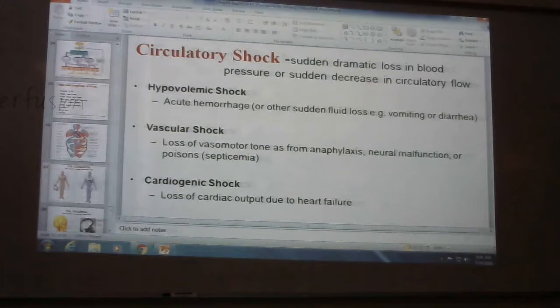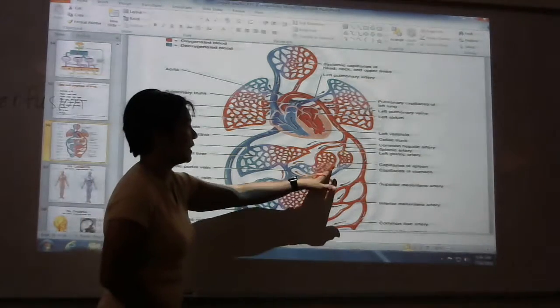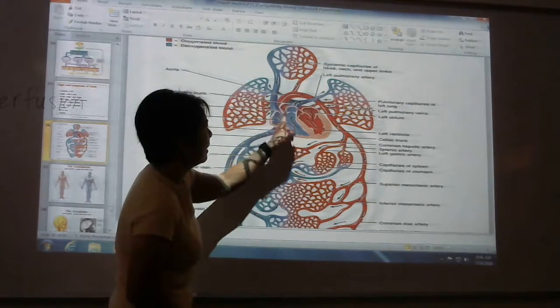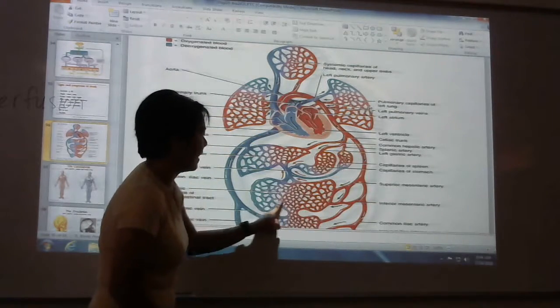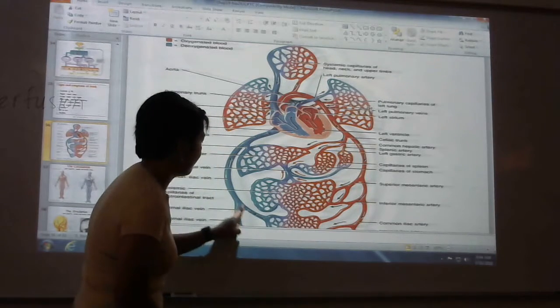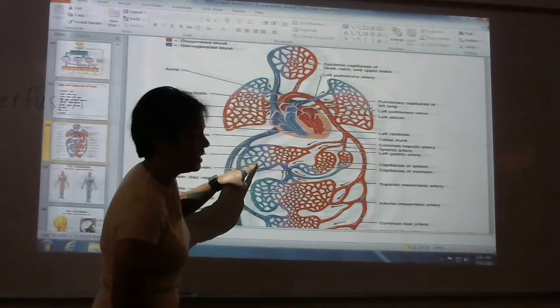Okay? So here's the normal flow of blood. Look at the arteries. It's always a capillary bed, then vein back to the heart. So the normal flow: heart, artery, capillary, vein, back to the heart. This is also artery, capillary, vein, back to the heart. This one here is your liver.